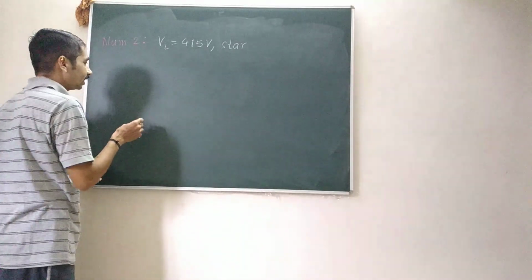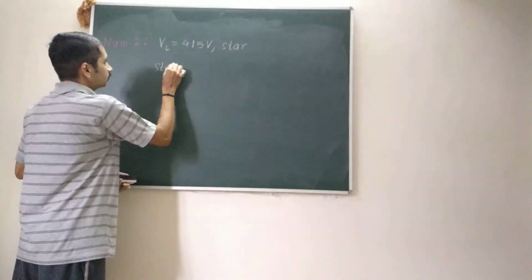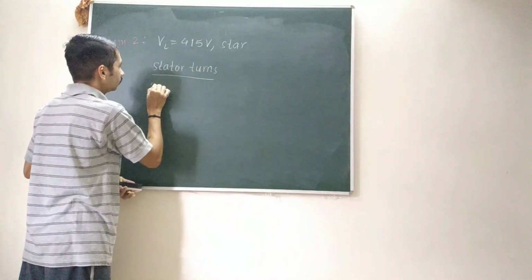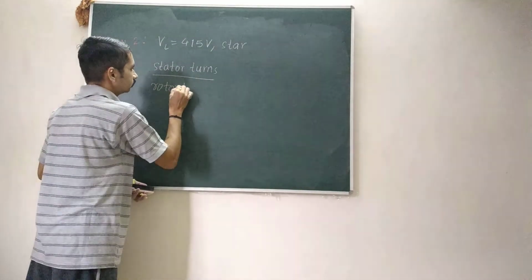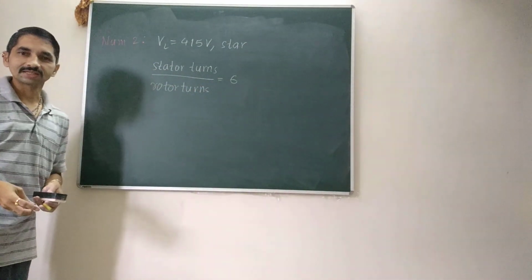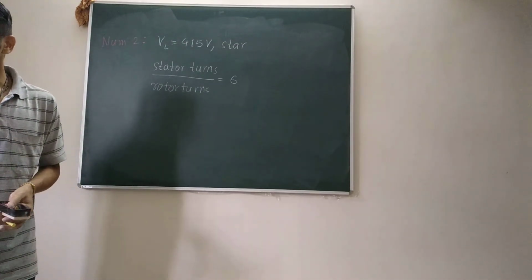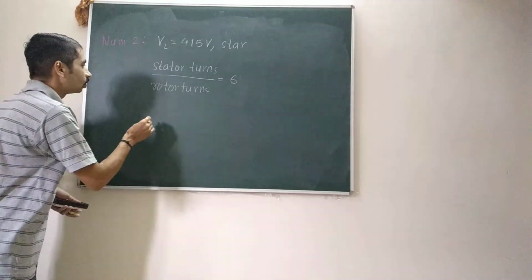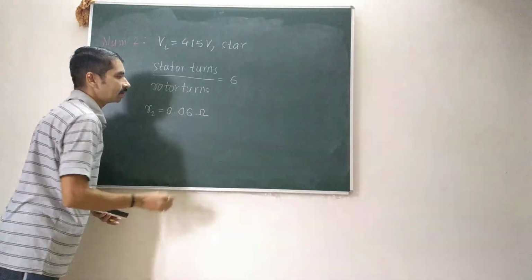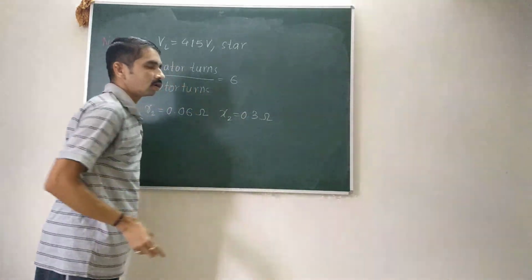So the stator turns divided by rotor turns, this ratio they have given as 6. The rotor resistance and standstill reactance per phase are 0.06 and 0.3 ohm respectively. So R2 is 0.06 ohm per phase and X2 is 0.3 ohm per phase.